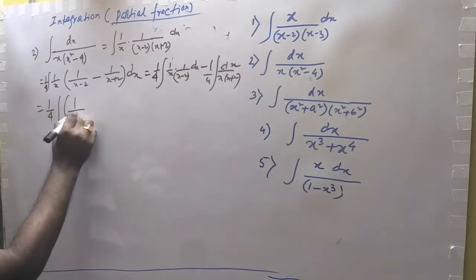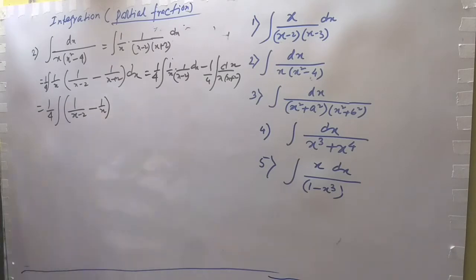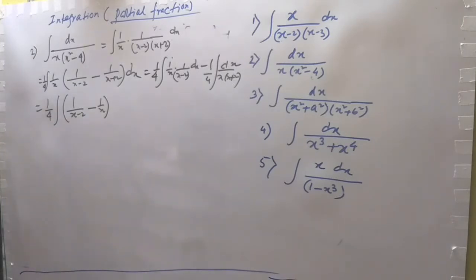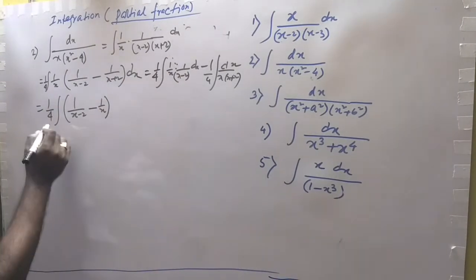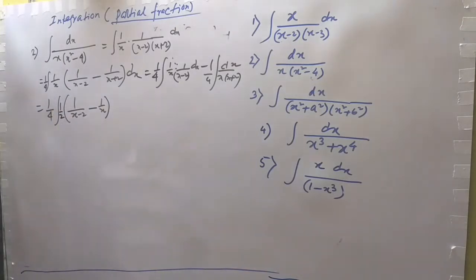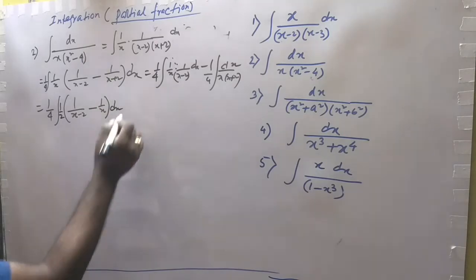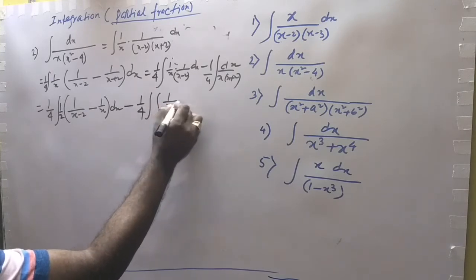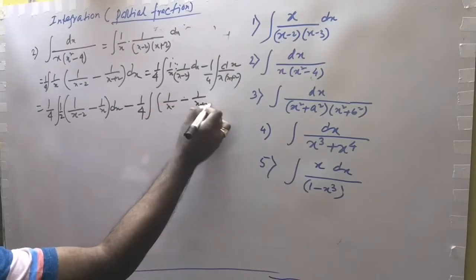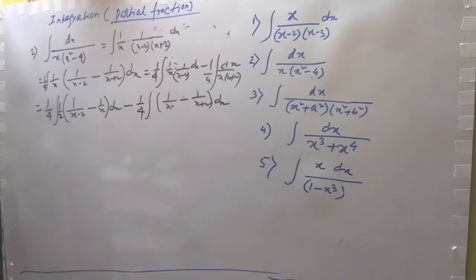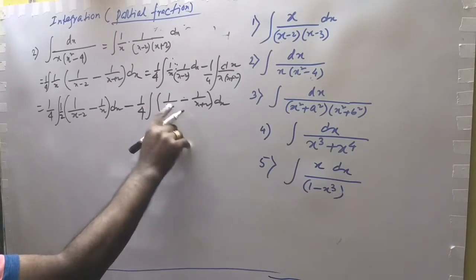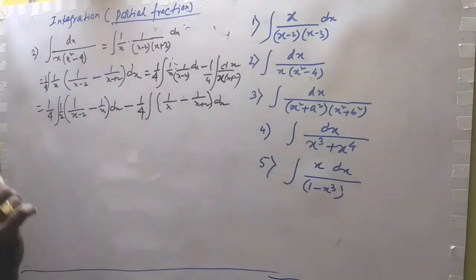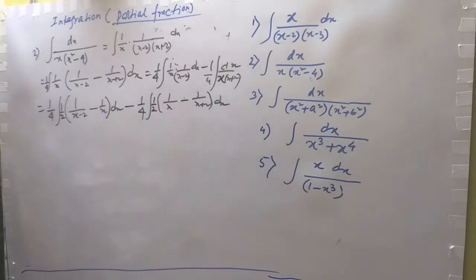Okay, again write x minus 2 minus 1 by x. So again, if we take the LCM of these two parts, we get this. But in the numerator part, we got plus 2. But here is 1. So that's why we have balanced 1 over 2, okay, and dx. And again, 1 by 4, and same as 1 by x minus 1 by x plus 2 dx. Okay, see here, if we take the LCM, we got x into x plus 2, but in the numerator part, we get 2. So, balance by 1 over 2.